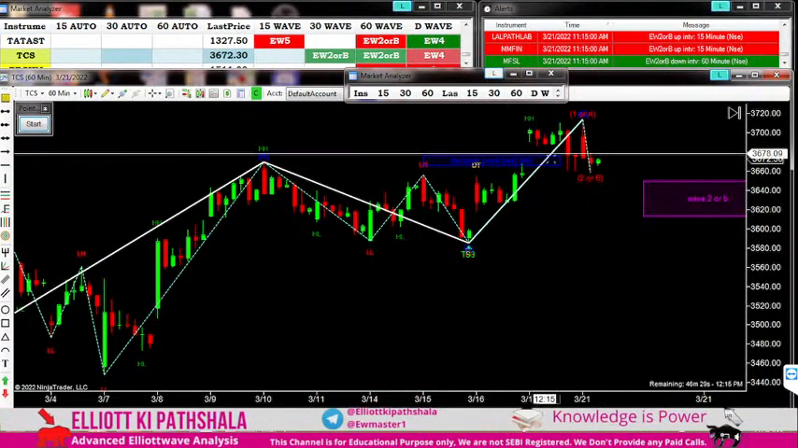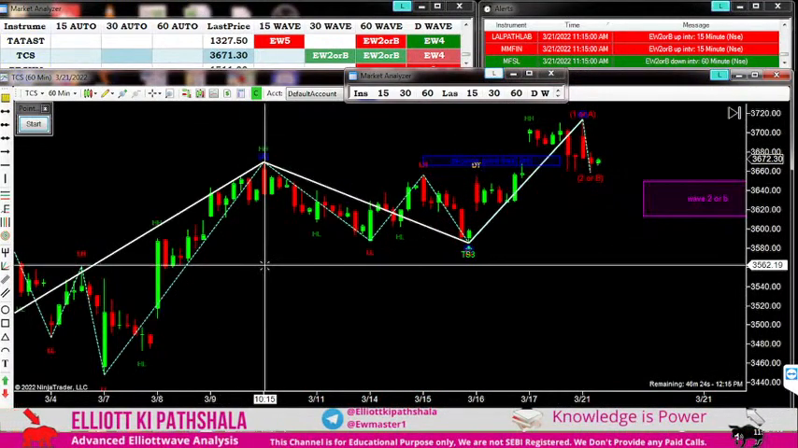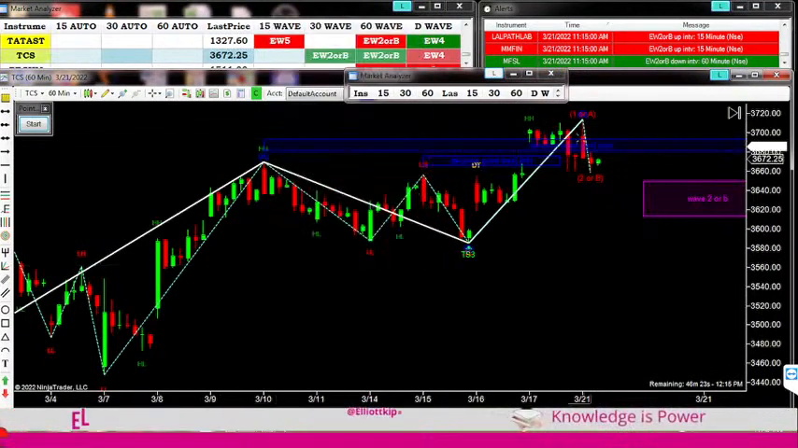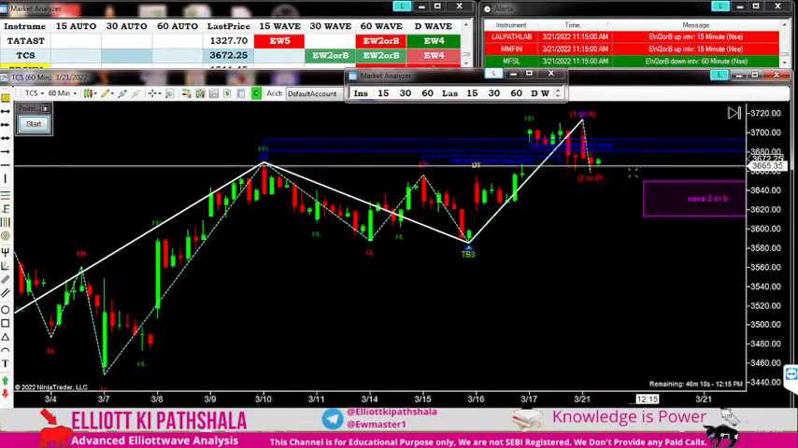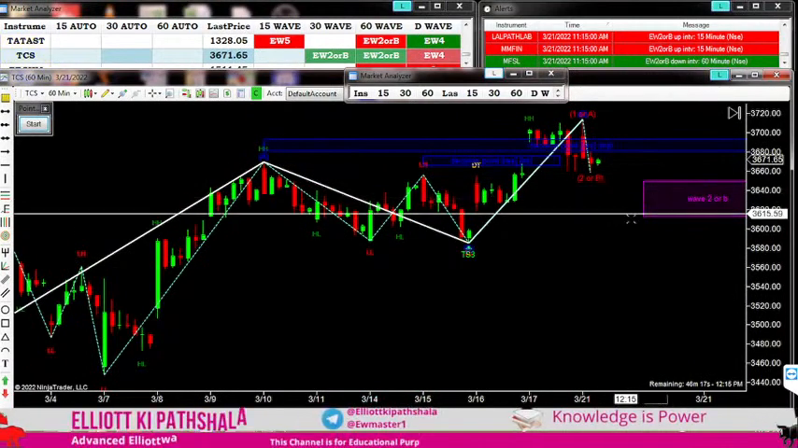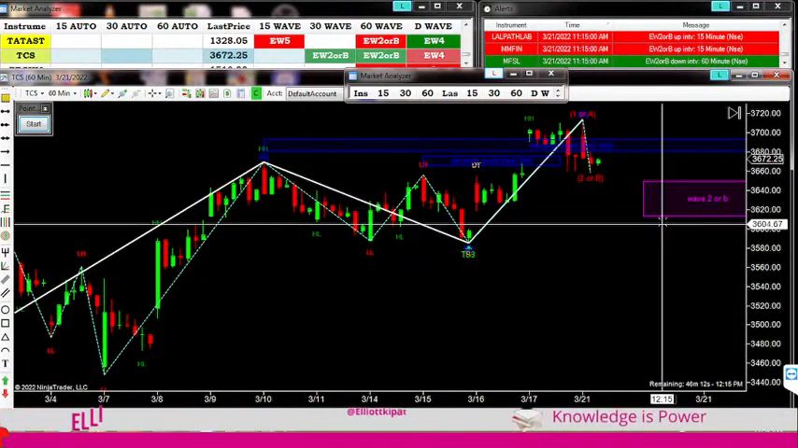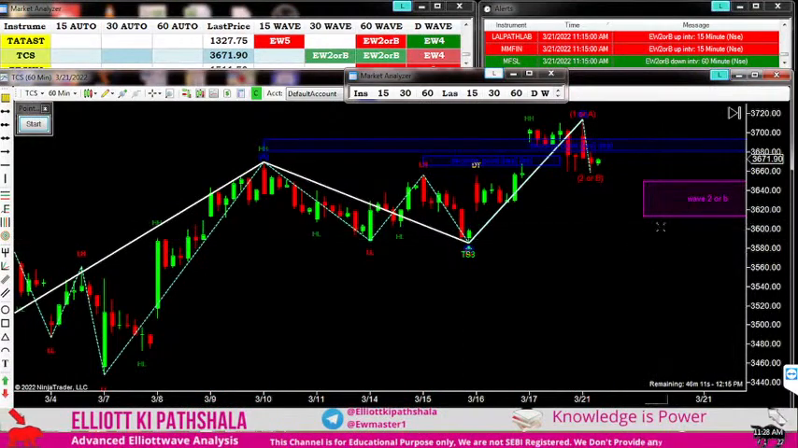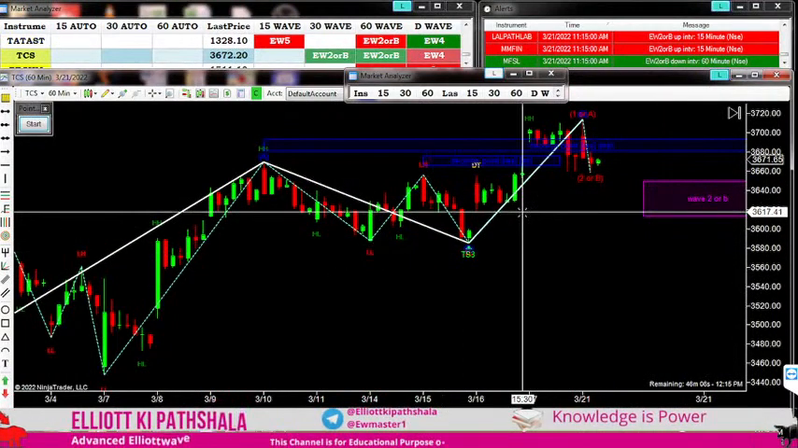This was my entry zone from this level. So from this level, I will be looking for a profit booking zone in this level, and this will be my entry zone for my upside movement. Once this price comes to this level, then I will look for a reversal pattern and go for a buying opportunity. And I know exactly what could be my stop loss and what could be my exit point.